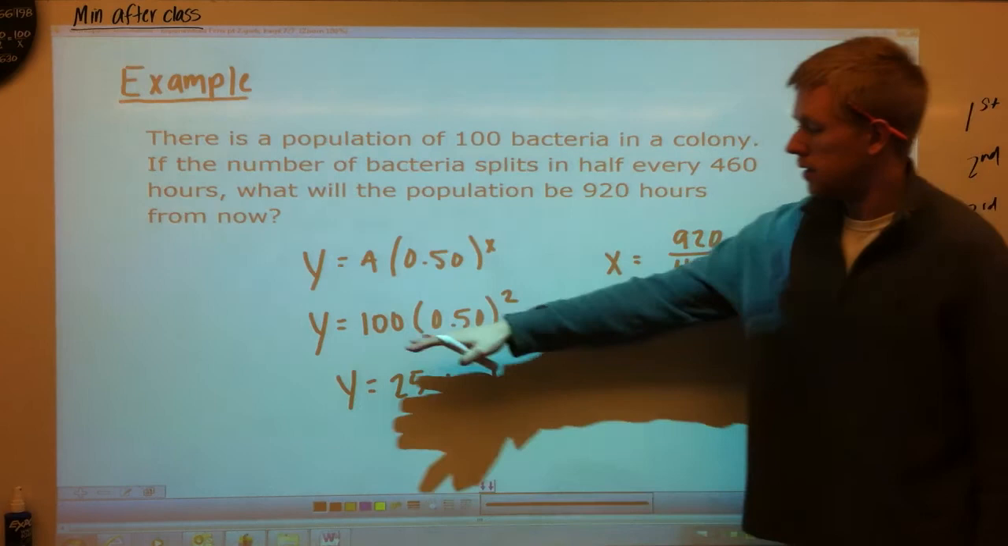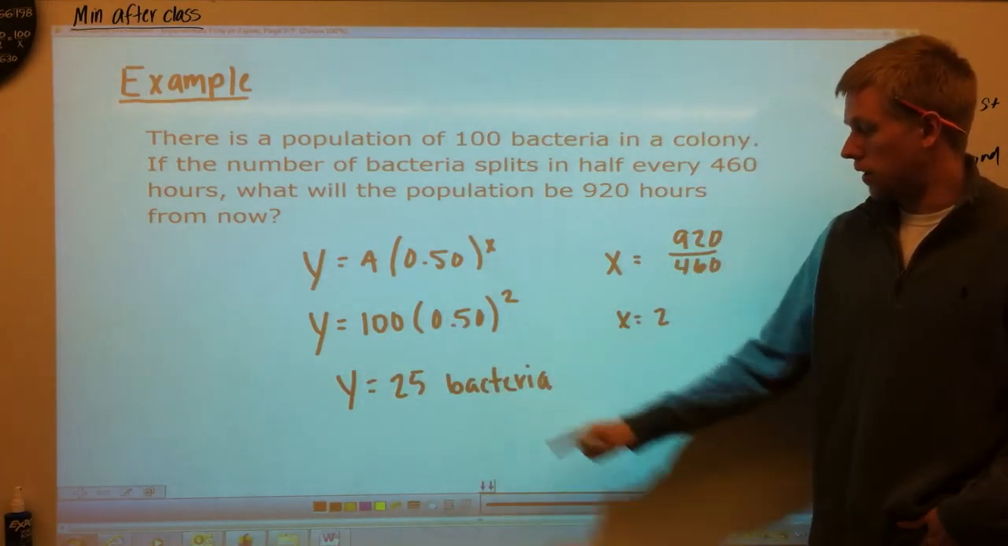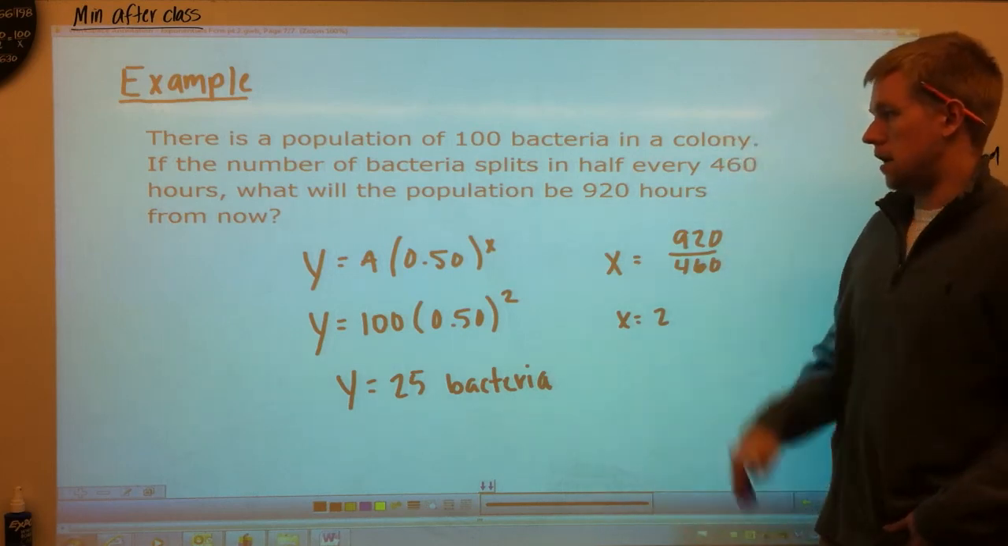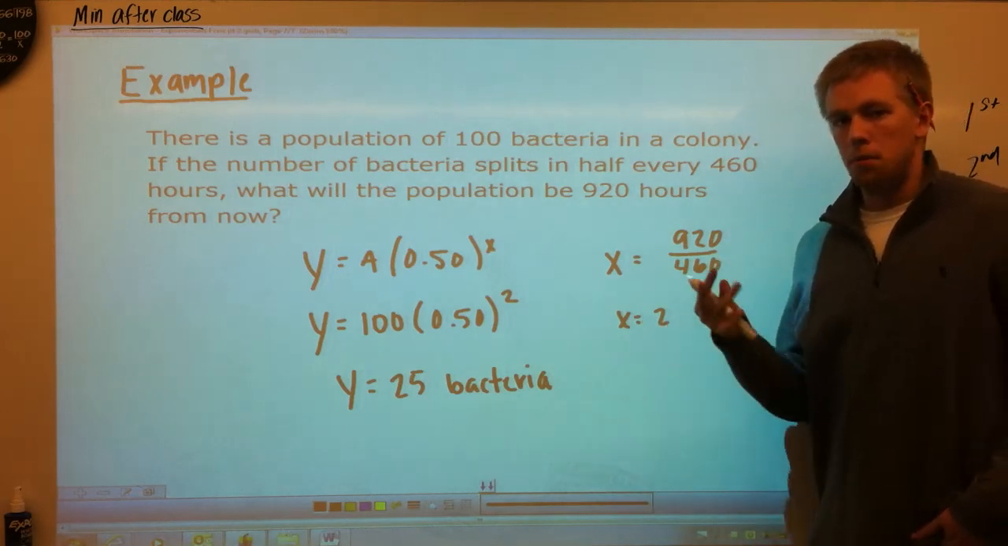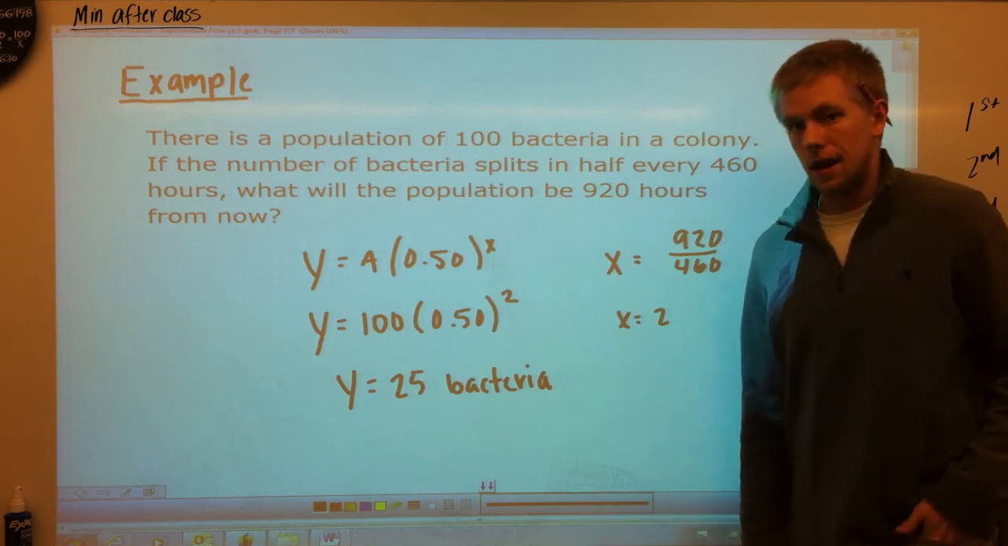I plug that in, type this in your calculator, and I should get, there's going to be 25 bacteria in that colony based off this scenario. Okay, so annotate what you need to know, write down what you know, plug in what you know, and type it in the calculator. It's very easy once you annotate and read the problem.